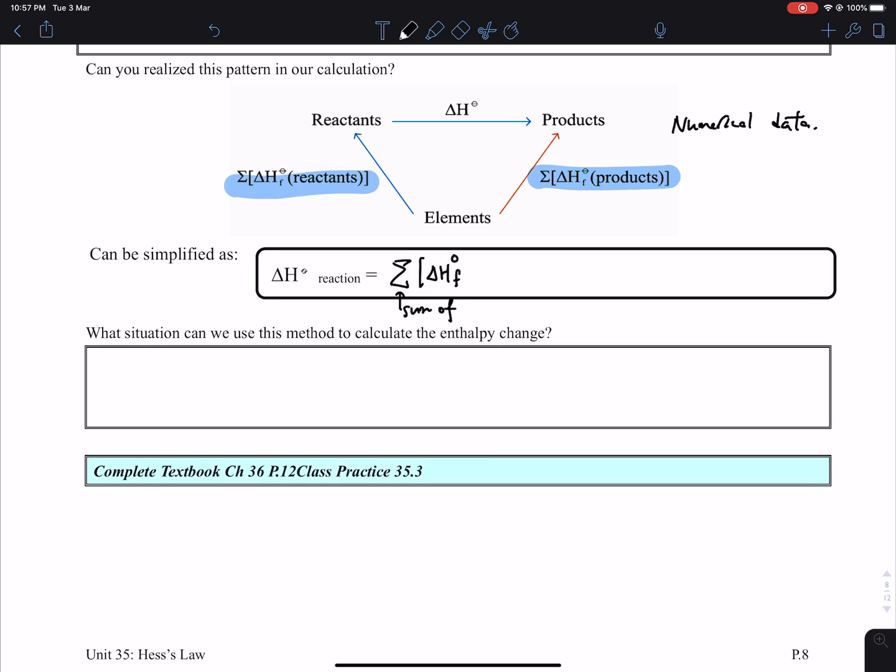So whenever you see this, sum of all the products minus sum of all the formation of reactants.